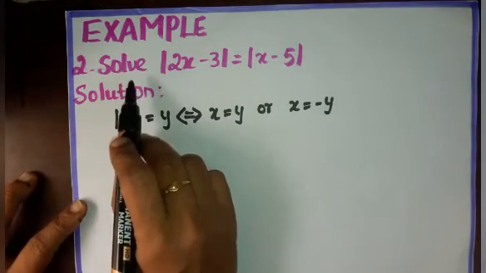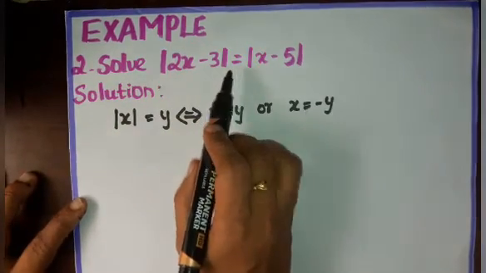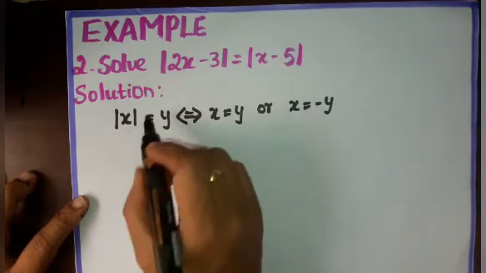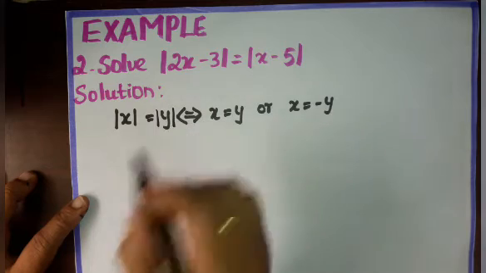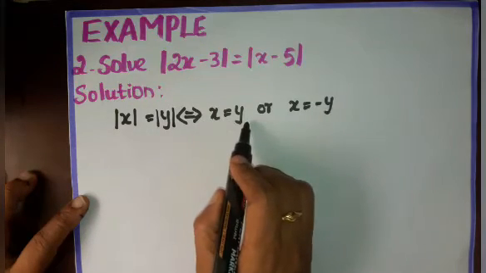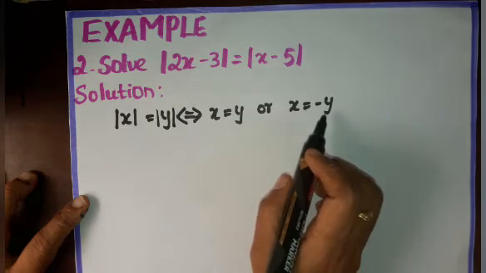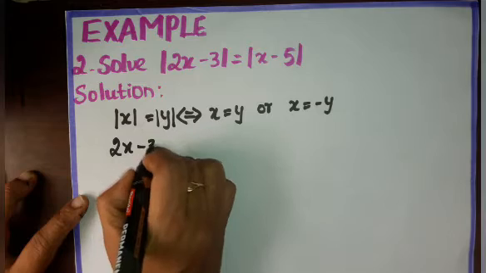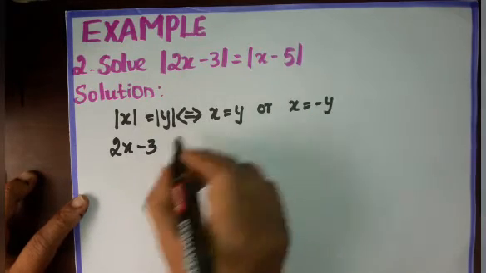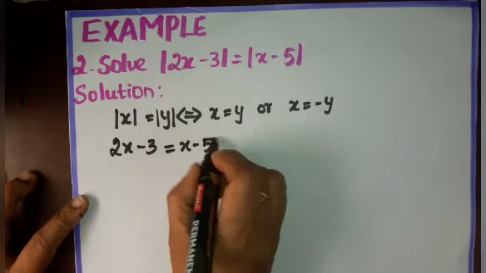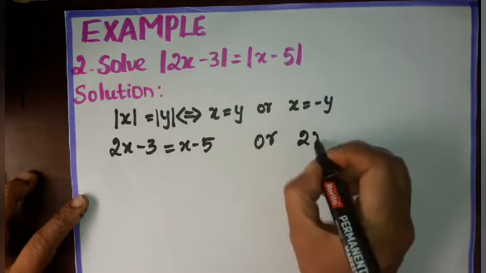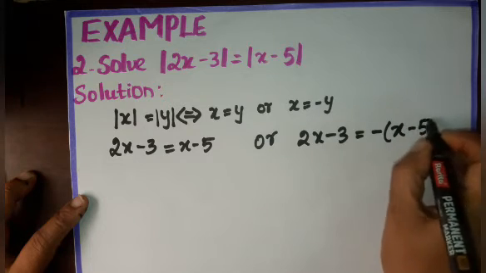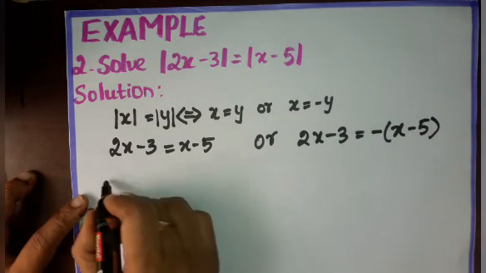Question number 2. Solve modulus of 2x minus 3 equal to modulus of x minus 5. We know that modulus of x equal to modulus of y if and only if x equal to y or x equal to minus y. In the place of x we have 2x minus 3, in the place of y we have x minus 5, or 2x minus 3 equal to minus of x minus 5. First we will simplify this equation.